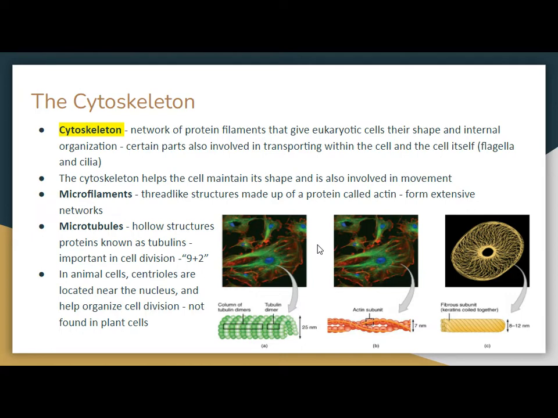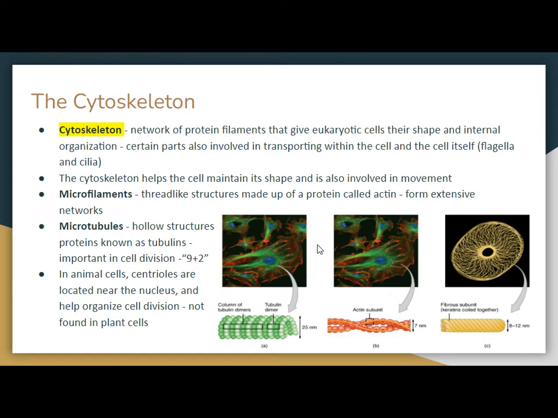We're going to talk about those in a second, that really give these eukaryotic cells their shape and their internal organization. So think of it as like the walls inside of a building. It breaks up the building into rooms. The cytoskeleton kind of does the same thing. It helps kind of maintain its shape, and it also helps things move. So it also is the hallways, the doorways, things like that. So under the cytoskeleton, you're going to put things like microfilaments and microtubules.